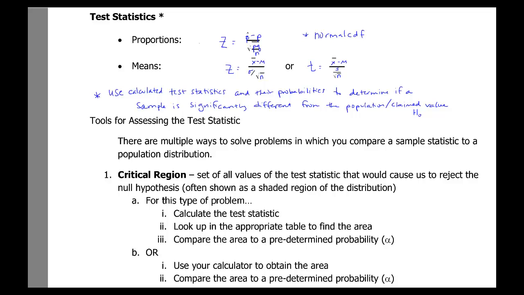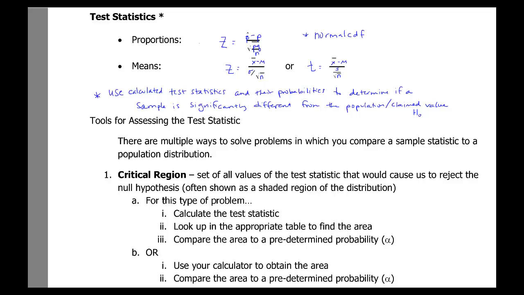So there's two tools that we're going to talk about. The first one is the critical region, and this is one that we've already been doing. We've been looking at probabilities of particular values. What we're going to do with the critical region way to solve these problems is set a certain probability for a problem and say if the probability that you calculate is any smaller than that set probability, then it's unlikely that the claimed value in the null hypothesis is true, so you would reject the null hypothesis.